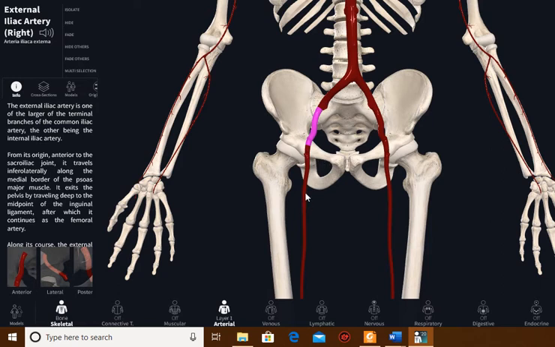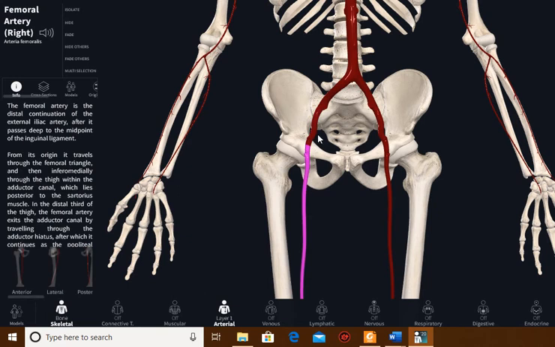Now as it descends and passes this ligament here, there's a ligament which is formed here, connecting the anterior superior iliac spine to this area here of the pubic crest. As it passes that ligament, it's going to be called the femoral artery.